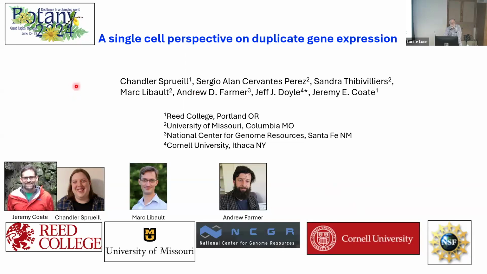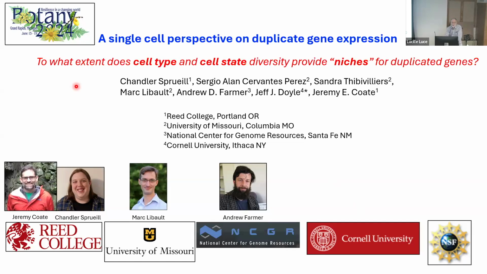This is a talk that we gave this summer, actually presented at our botany meetings in Michigan, a single cell perspective on duplicate gene expression. This is an ongoing project, we haven't published anything yet on this. In soybean at least, we ask to what extent does cell type and cell state diversity provide niches for duplicated genes? So what do I mean by that?